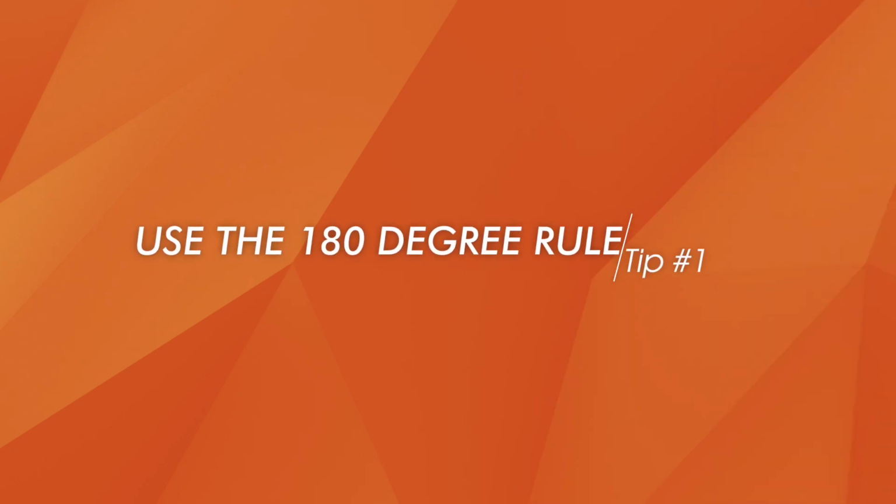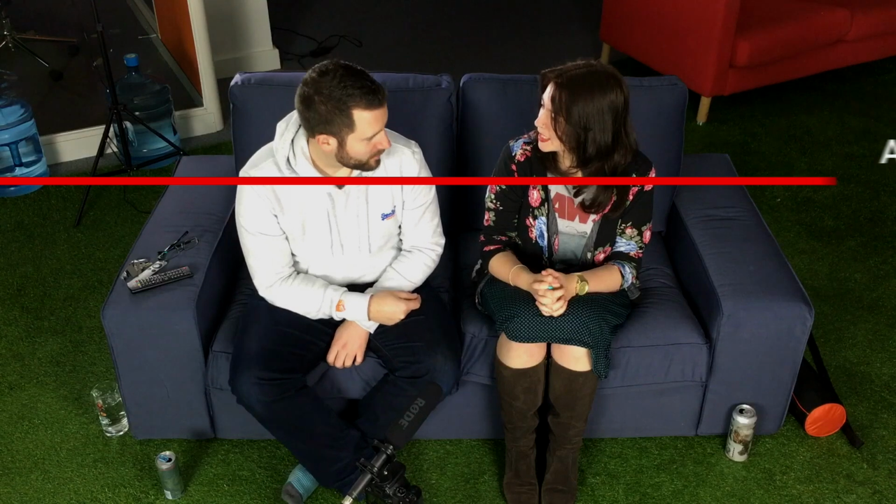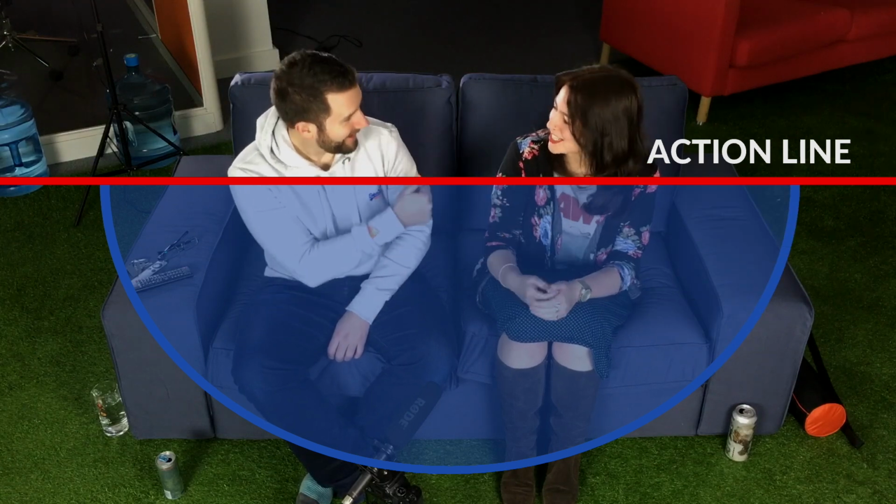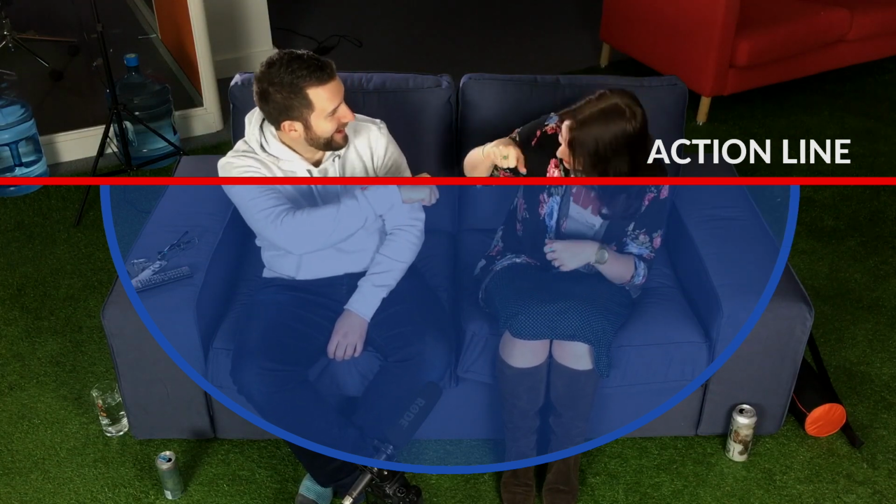Tip 1. Use the 180-degree rule. This one's really important because it allows the viewer to understand the context of the scene and what's going on so they don't get confused. Imagine you've got your two actors and they're looking at each other. This line where they're looking is your action line. Everything in front of that is your 180 degrees. So once you've placed your camera on that side of the action line, you can't swap it to be behind. But you can have a camera over here, you can have a camera over here, and you can have a camera where this one is here.